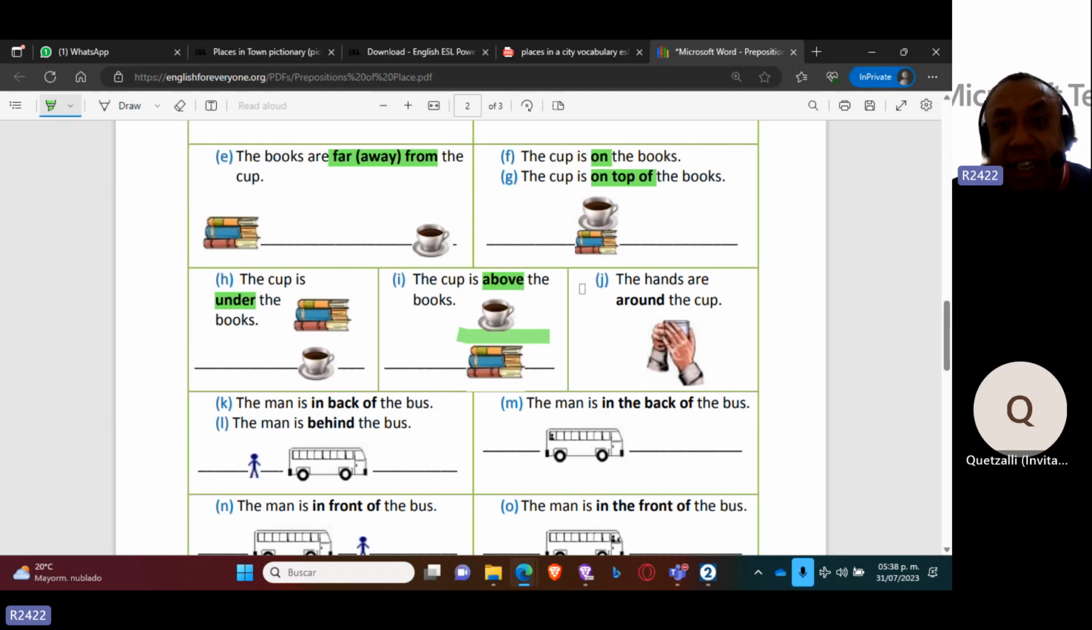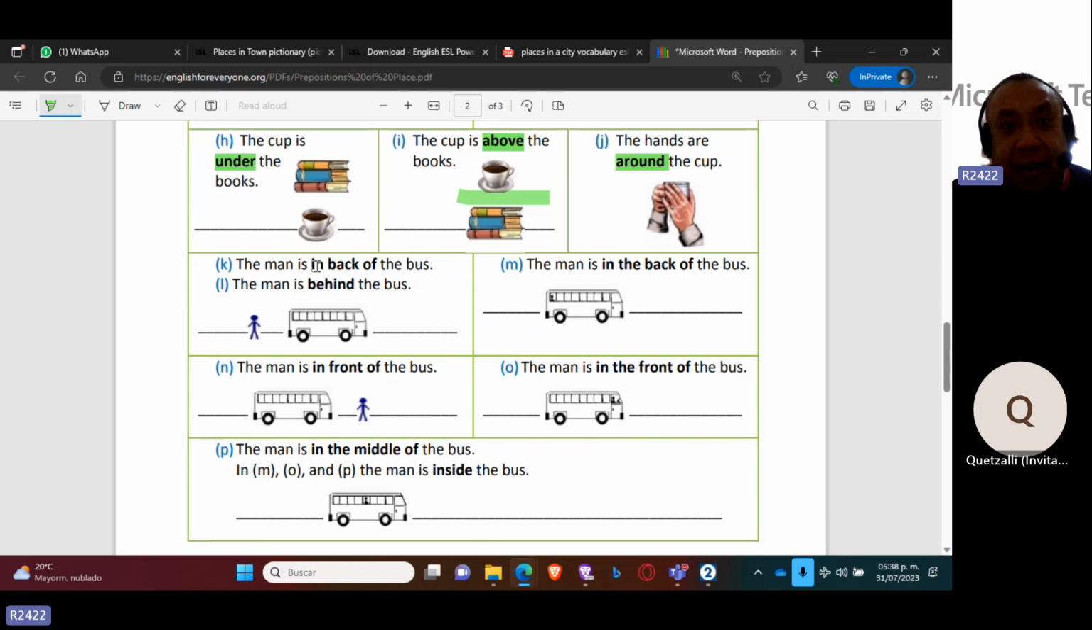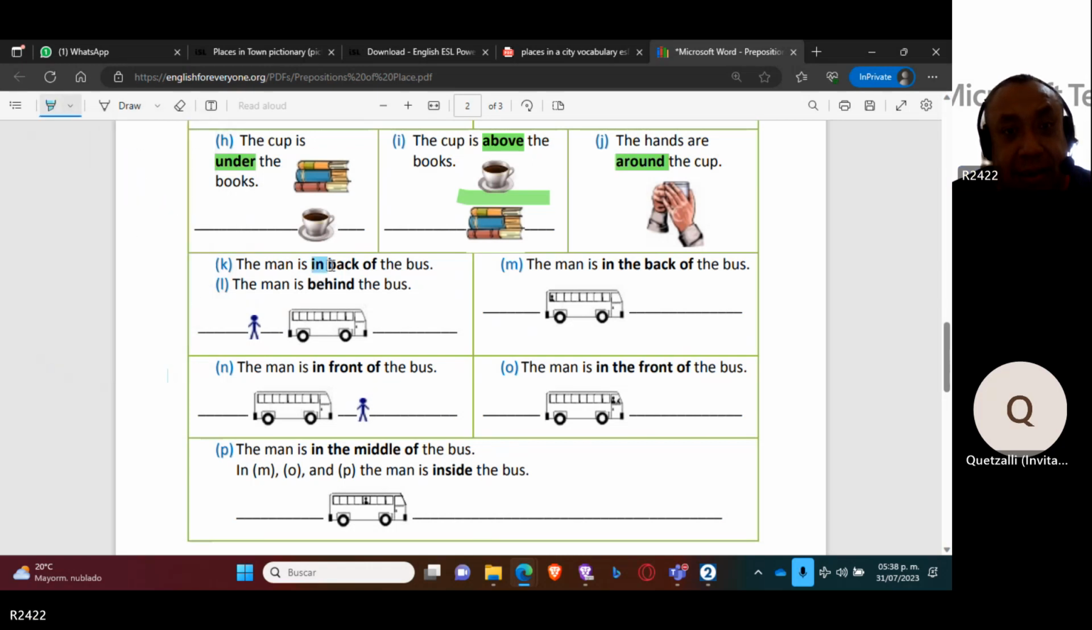Letter J, the hands. The hands are around the cup. Very good, around, alrededor de la taza, ¿ok? The man is in back of the bus, or the man is behind the bus. Mira, ambos son lo mismo. En la parte trasera o detrás del autobús.